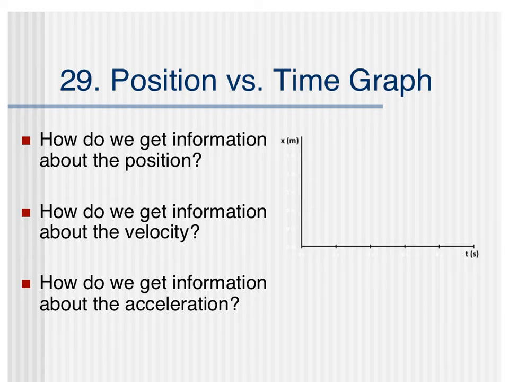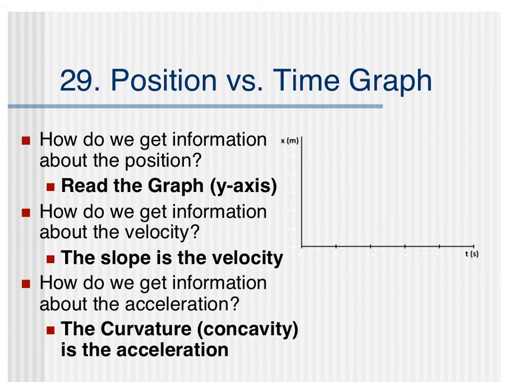The next topic we're going to talk about is motion graphs, and what we're going to do here is lay down some of the basic principles about motion graphs. For each one, we're going to talk about these three questions here. How do we get information about the position, the velocity, and the acceleration? And then we're going to go a little bit more in depth on what that actually looks like. So we'll just start real basic with those three questions.